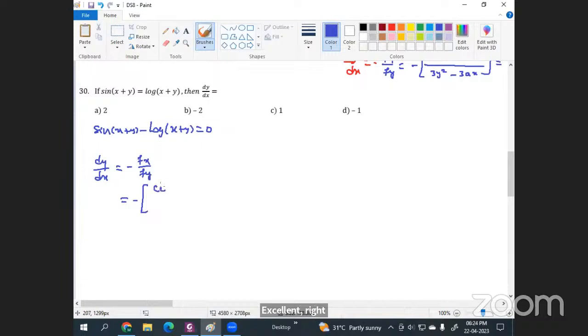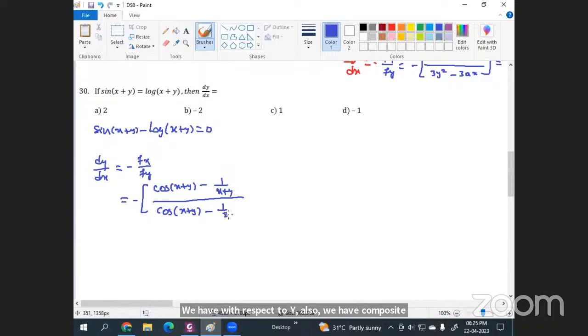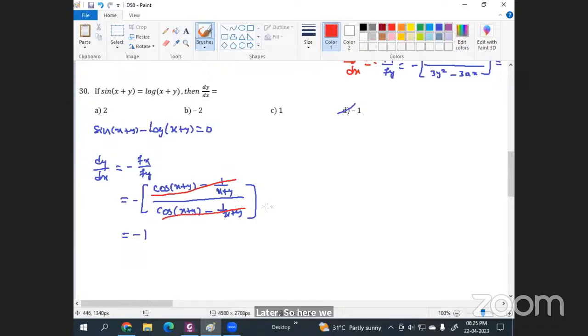Derivative of sine is cos of x plus y. Derivative of log is 1 by x plus y. And x derivative is 1, y derivative is 0. With respect to y also, we have composite function, cos of x plus y minus 1 by x plus y equal to minus 1. So option D is the right option. Here we have the same, so that will get cancelled. Next question.